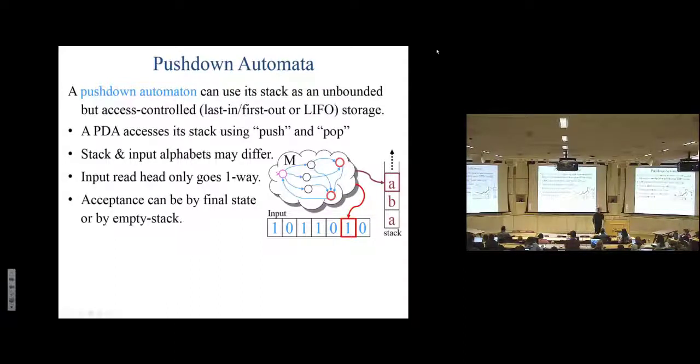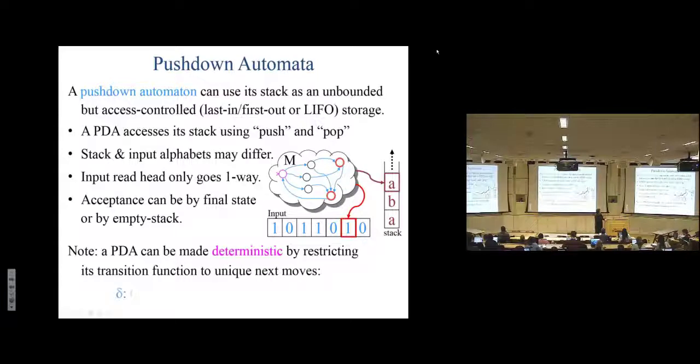And acceptance, let's just say, is by final state. If you enter a final state, you accept. It doesn't matter what else is on the stack. You can also define acceptance by empty stack, but it's equivalent. When you exhaust the stack, you say, okay, then I accept. But here we'll just say, if you go into a final state, you're done. You accept the string. That string is in your language. Same as finite automata.